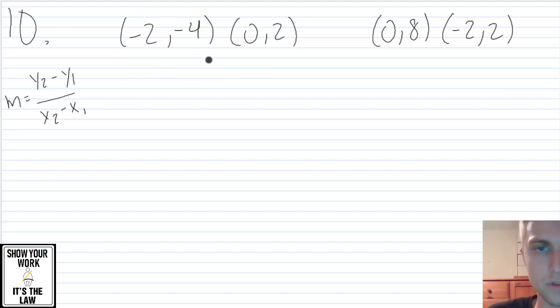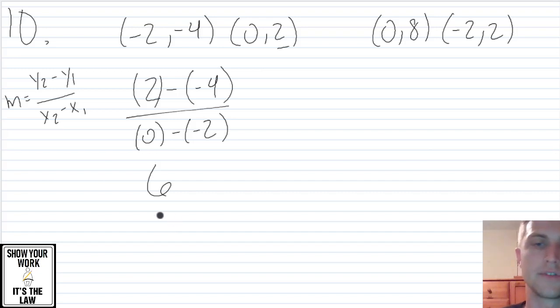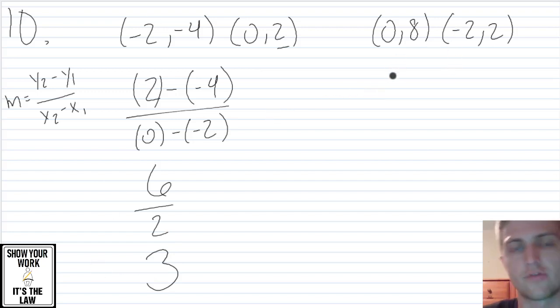So our second y is this 2 right here, so we got 2 minus our first y, which is this negative 4. Remember, whenever we substitute, we want to keep our parentheses. x2 is going to be that 0, and our first x is going to be that negative 2. Remember, substitute with parentheses. That way we don't lose our very important negatives. Otherwise, that changes your answer. All right, 2 minus negative 4 is the same as 2 plus 4, which is 6. 0 minus negative 2 is the same as 0 plus 2, which is 2. 6 divided by 2 is 3, so that's our slope for the first line.